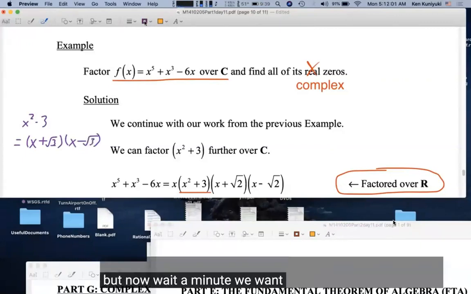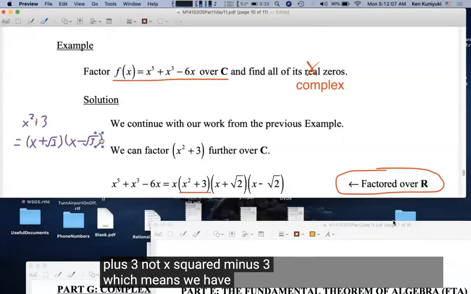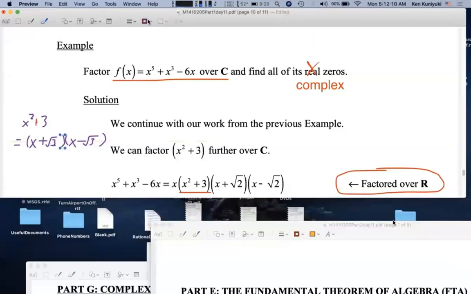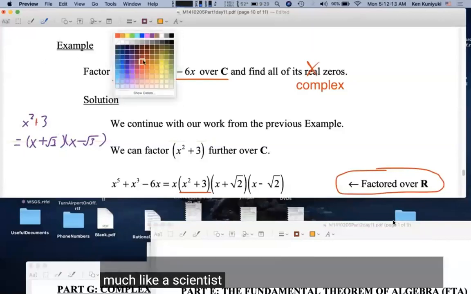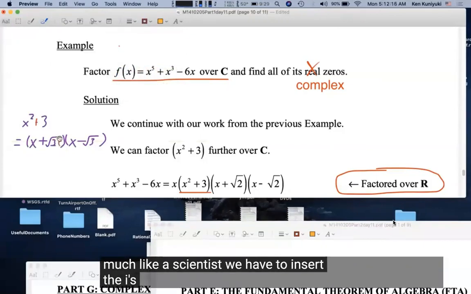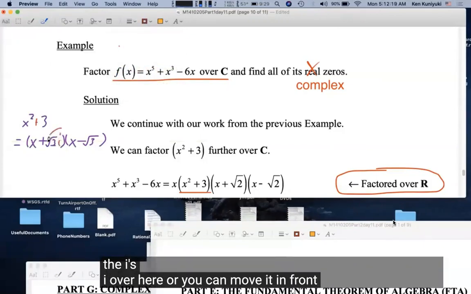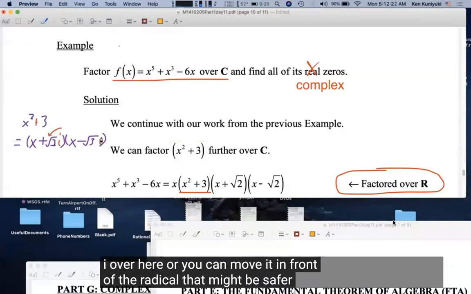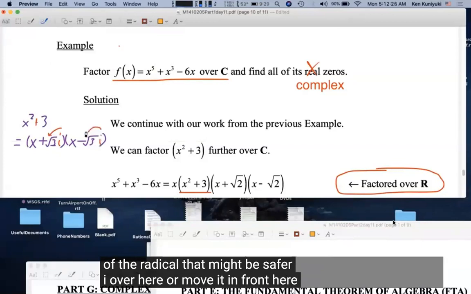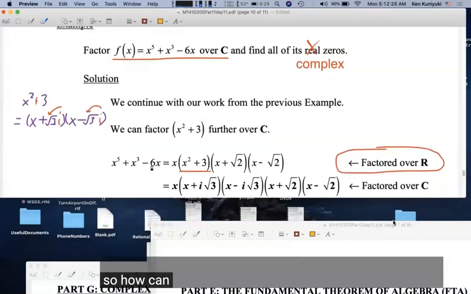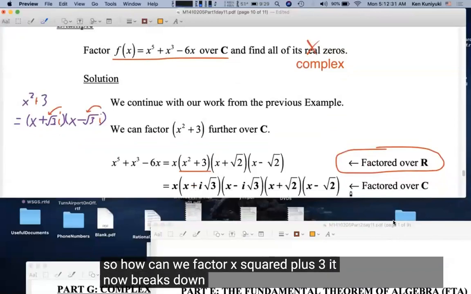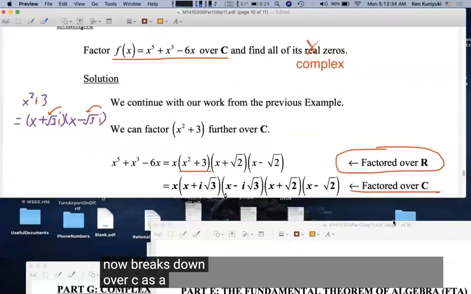But now wait a minute. We want to factor x squared plus 3, not x squared minus 3, which means we have to insert what? Much like a scientist, we have to insert the i's. i over here, or you can move it in front of the radical. That might be safer. So how can we factor x squared plus 3? It now breaks down over C as a product of these two linear factors: x plus i root 3 and x minus i root 3.